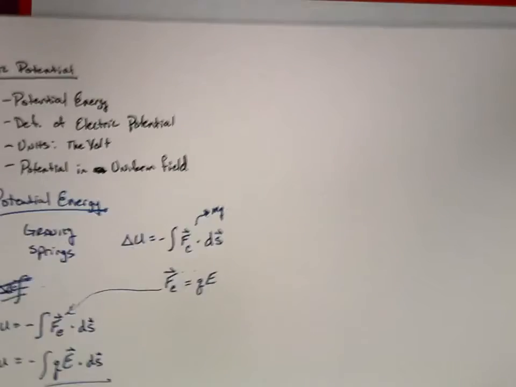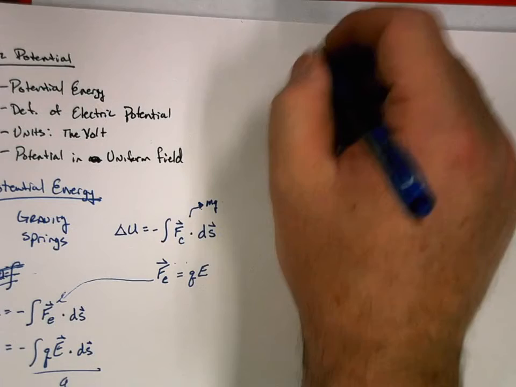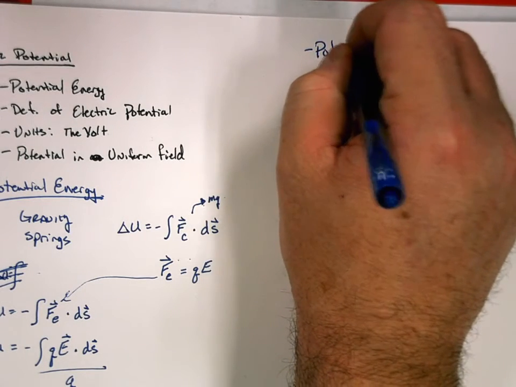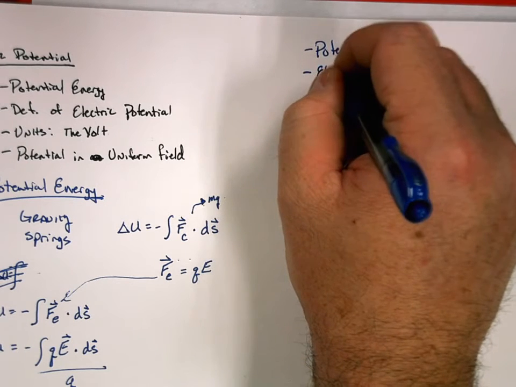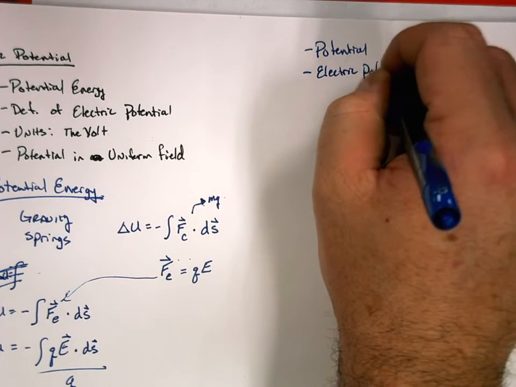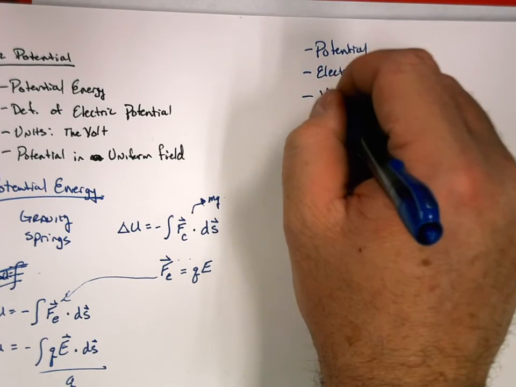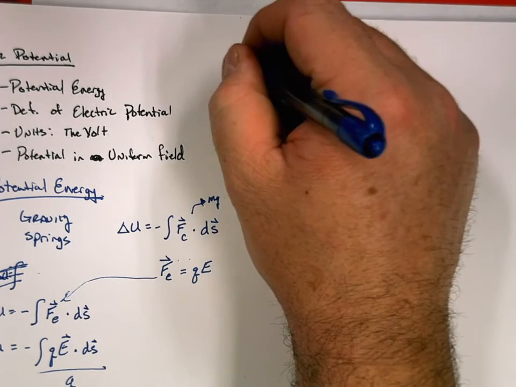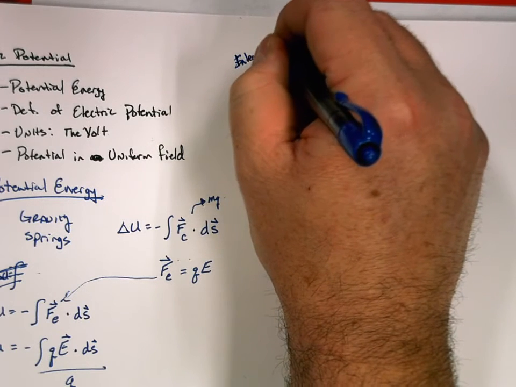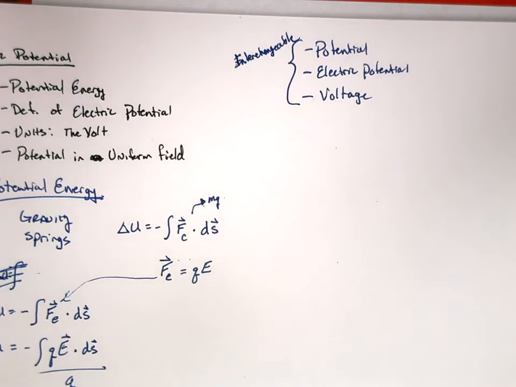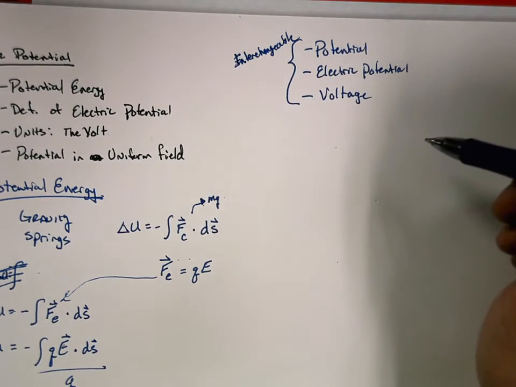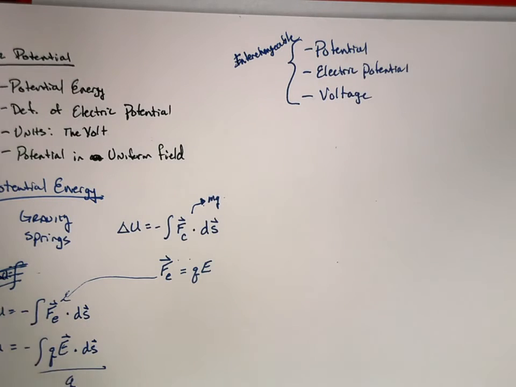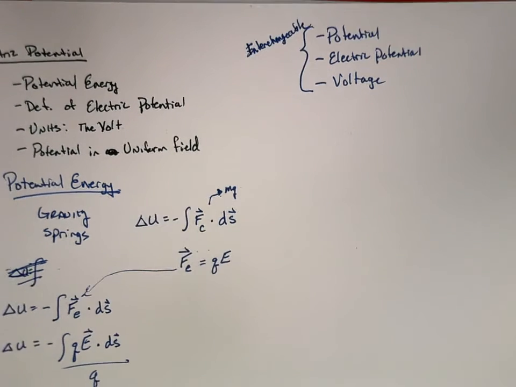Now, with this confusing part in mind, we have these terms here. New vocabulary. We have potential. We have electric potential. And we have voltage. These terms are interchangeable. Potential, electric potential, voltage, they all mean the same thing. They're all referring to the same quantity. They're all referring to the same concept. Okay, so let us then come up with some point charges.